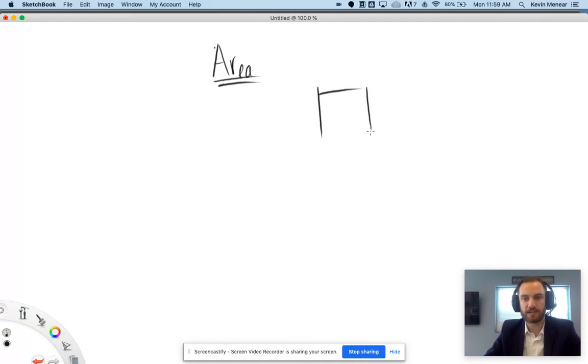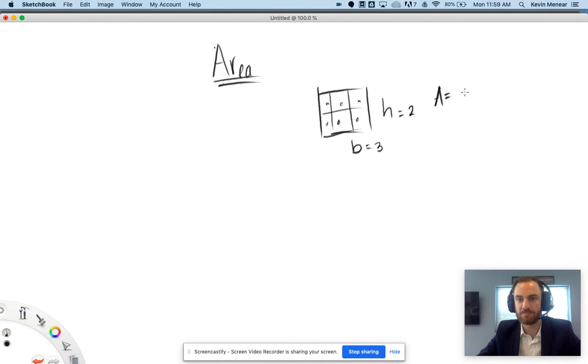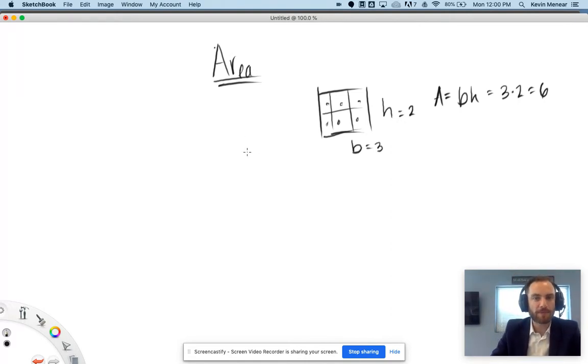Well, a simple thing to get is like the area of a rectangle, base times height. So if I have this rectangle and the base is 3 and the height is 2, well, I could separate that into unit squares, and each one of these squares has an area of 1. Well, so the area of that rectangle is going to be the base times the height, which is 3 times 2, or 6. Okay, this is elementary stuff. You get that. All right, but what about a circle?